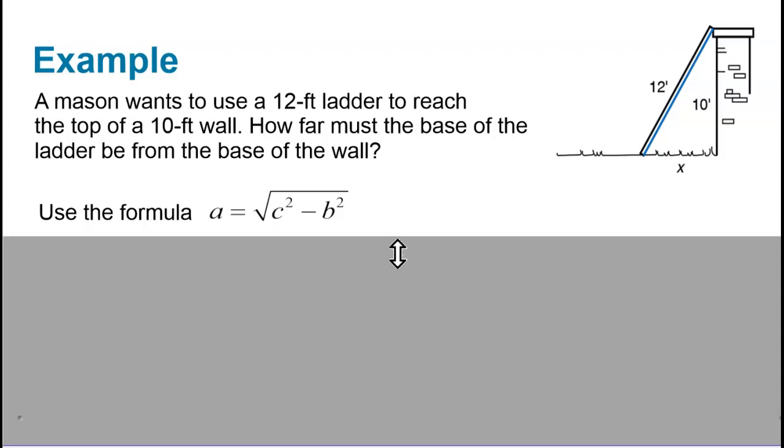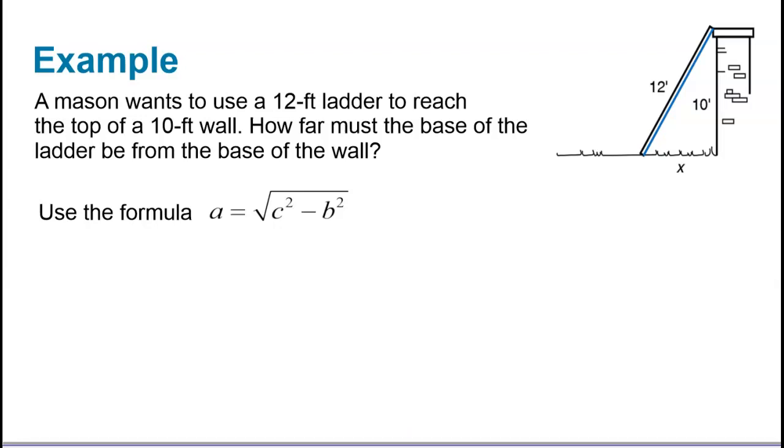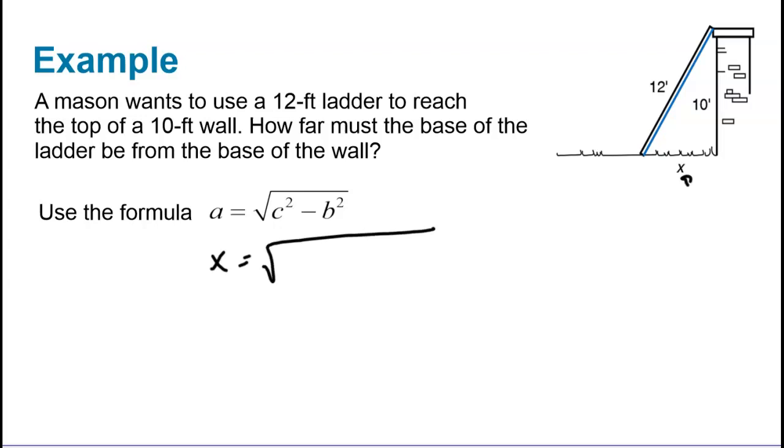Okay, so let's go ahead and finish this problem out then and see what we've got. So we're going to substitute in here x for the missing a value, and our hypotenuse is 12 feet, and minus, get some of these extraneous marks out of here. And so 12 feet squared minus 10 feet squared.